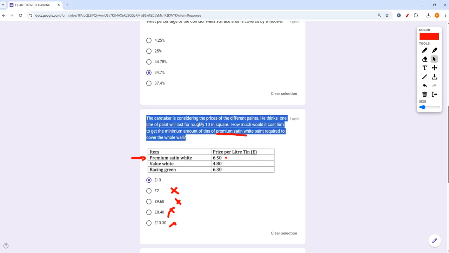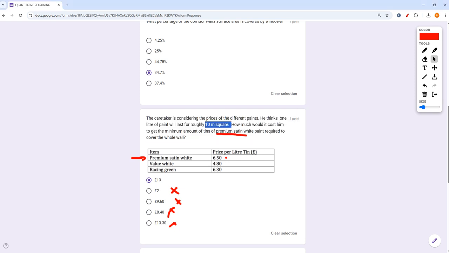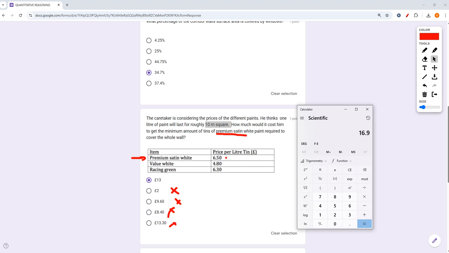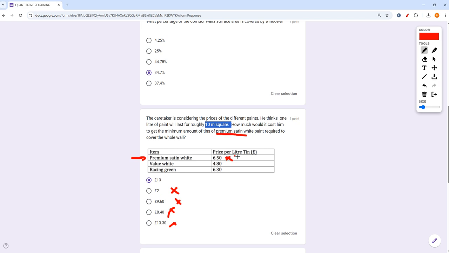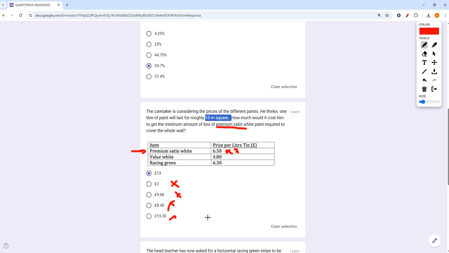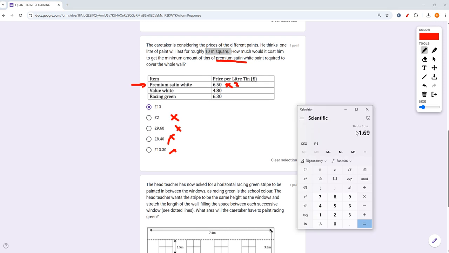So each one costs how much? 10 meters square for 1 liter. Divided by 10, 1.69. So I need 1.69 tins. Can't be buying 1.69. Has to be buying 2 of them. So I have to be buying 2 of them. 6.5 times by 2, 13. Bravo, got it.